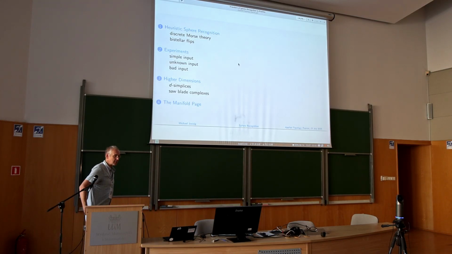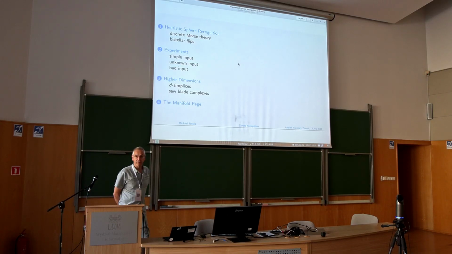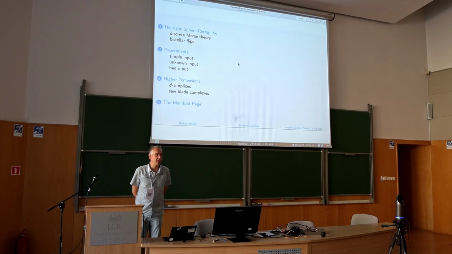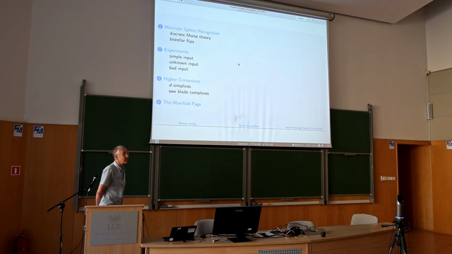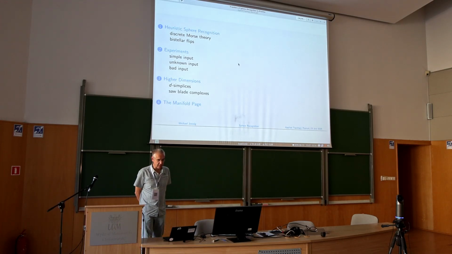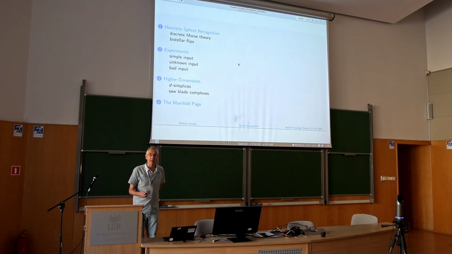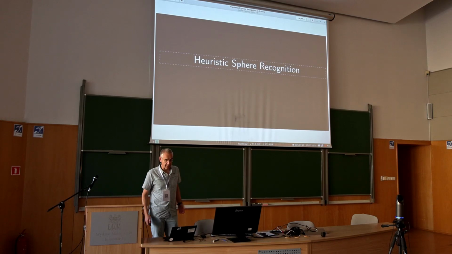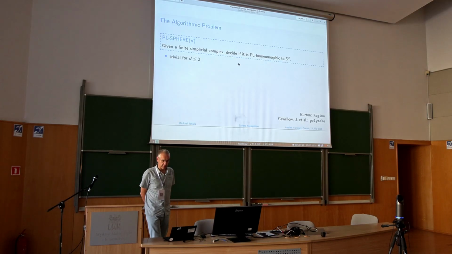And so the most important part is the report on a number of experiments to see to what extent this heuristic is useful. There are various kinds of input. And then you can try to find the limits of this heuristic. And then there is something about specific data, again related to Frank's work. All right, so let's start with heuristic sphere recognition.